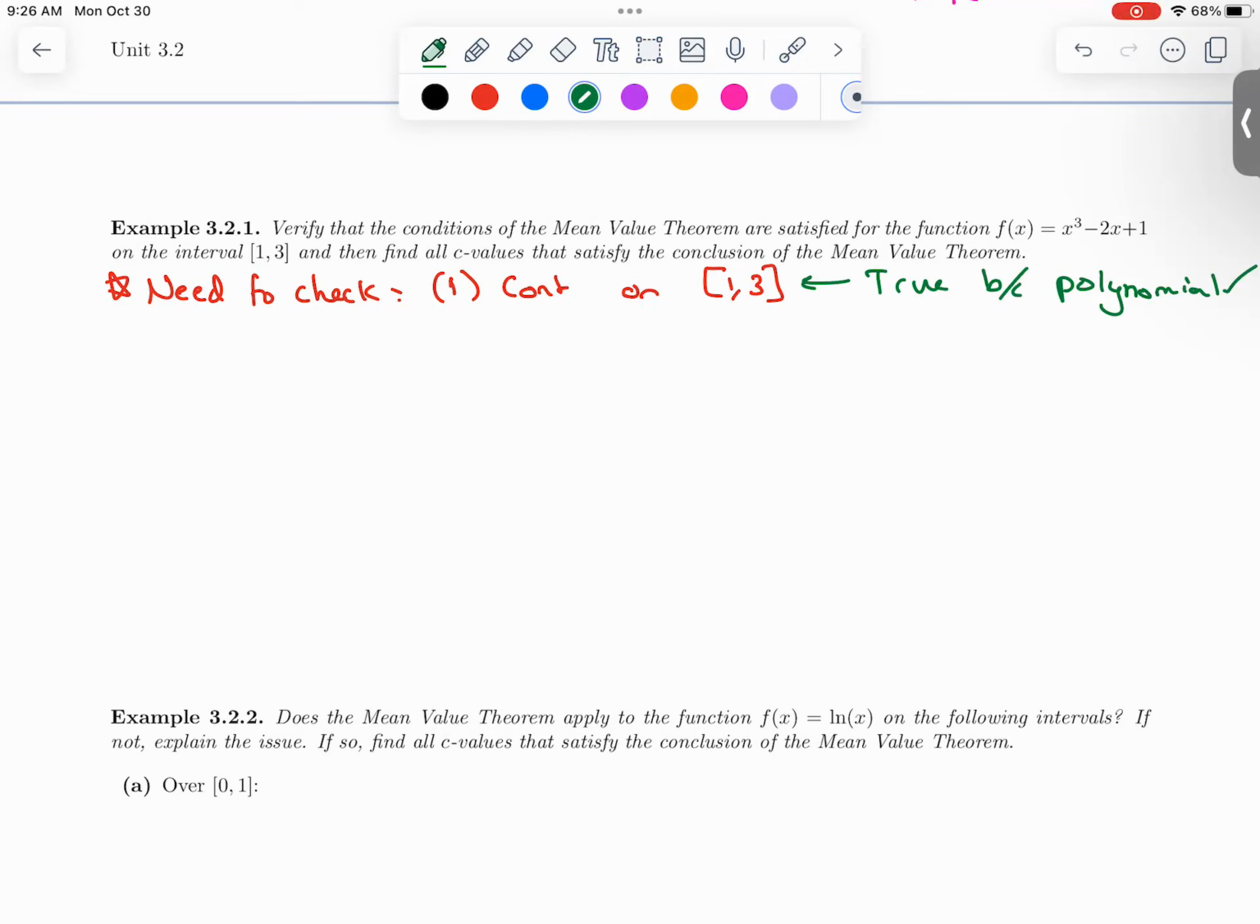Because it's a polynomial, it's differentiable everywhere. You take its derivative, you get 3x squared minus 2. That's a function that is defined everywhere. Its derivative exists everywhere. So of course it exists on the open interval, but more importantly, since it's continuous everywhere, it's continuous on that closed interval. And then number two, you need to check differentiable on (1, 3). That's the other condition that we need to check. We need continuity on the closed interval, differentiability on the open interval. And that's also true because it's a polynomial.